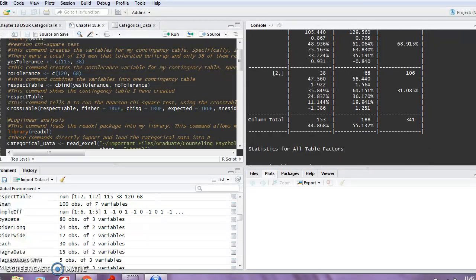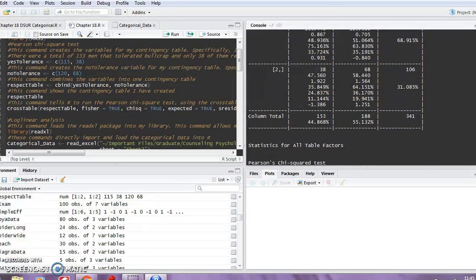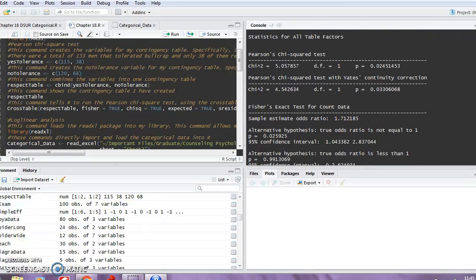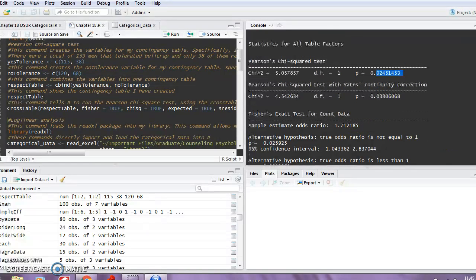So now the next thing that we want to look at is our Pearson's chi-square test statistics. Our chi-square statistics. Sweet. So really we want to check to see if it's significant. So we have significance here, people. 0.024 is actually less than 0.05. So this suggests that our findings are indeed significant.